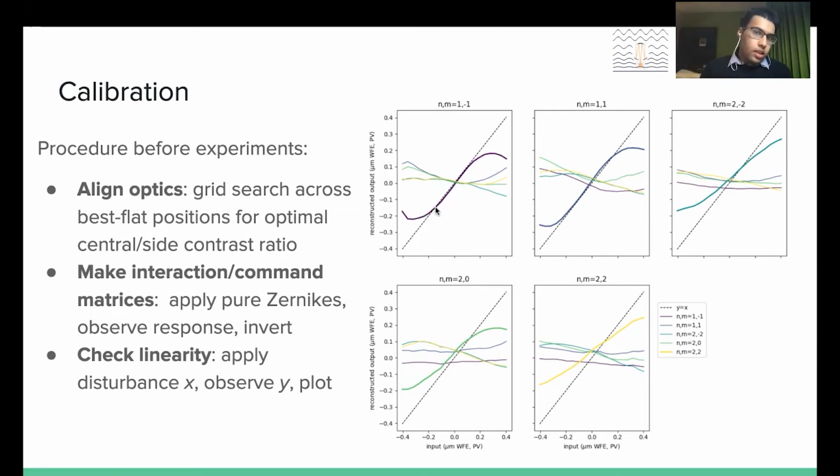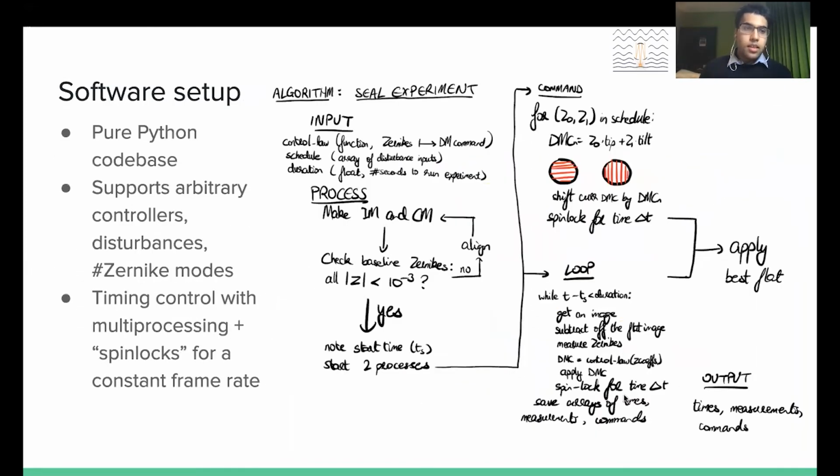What we want to see, and what we indeed do see over here, is that the mode we're varying should be pretty close to this dotted line y equals x, so that if I put on a disturbance of x, I get an output of also x, and the rest of the modes are relatively flat, so there's very little crosstalk between them. If I'm perturbing tip, I don't necessarily want to be moving tilt. And we see quite a large linear range for both of these, so this is encouraging, and we can move on.